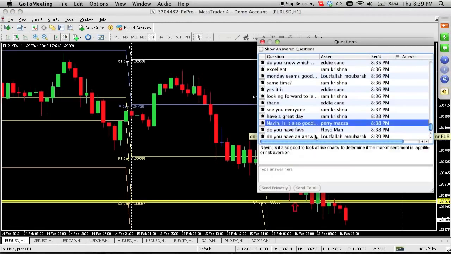Naveen, is it also good to look at risk charts to determine if the market sentiment is risk appetite or risk aversion? You can, Perry. It's going to be like this. You can get as detailed as you want with Forex trading, but the only problem is the more you look into it, the more it's going to consume your time, and actually, the tougher it's going to become to turn a profit. You need to look at it as if almost in a factor that it shouldn't matter to you as much because you entered the trade, you put in your stops, you know what it's going to do, and then you walk away.